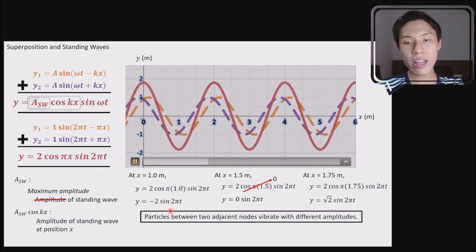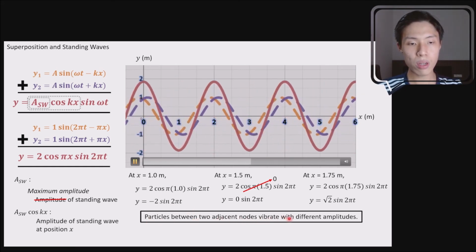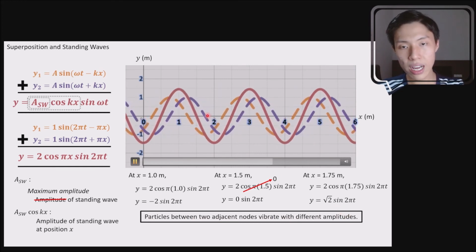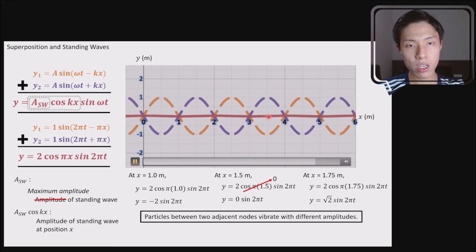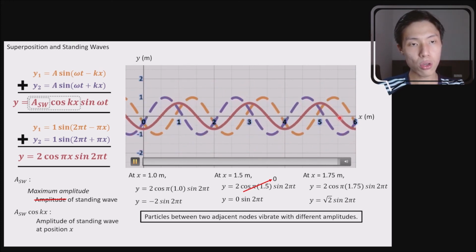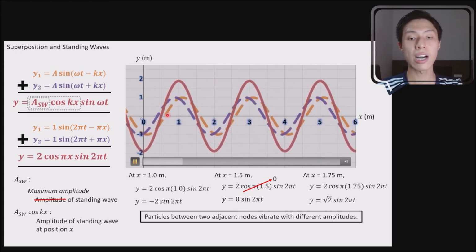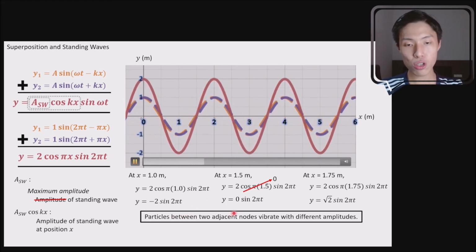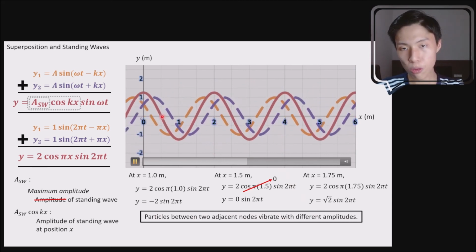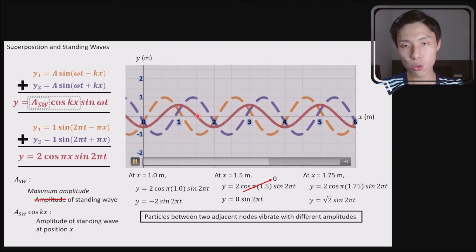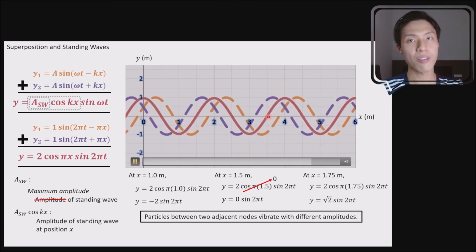Okay, now another thing I want to emphasize is that the particles between two adjacent nodes vibrate with different amplitudes. So nodes are places where you have no displacement. So 1.5 is a node, 2.5 is a node, 3.5 is a node, 4.5 is a node, 5.5 is a node. At these locations, you see zero displacement. So these positions here are nodes. And they say particles between two adjacent nodes vibrate with different amplitudes. So two adjacent nodes are like 0.5 and 1.5. They are two adjacent nodes. 1.5 and 2.5, they are two adjacent nodes. 2.5 and 3.5, they are adjacent nodes.